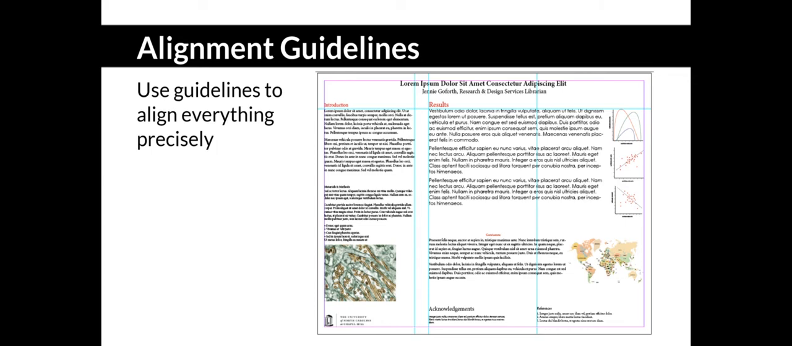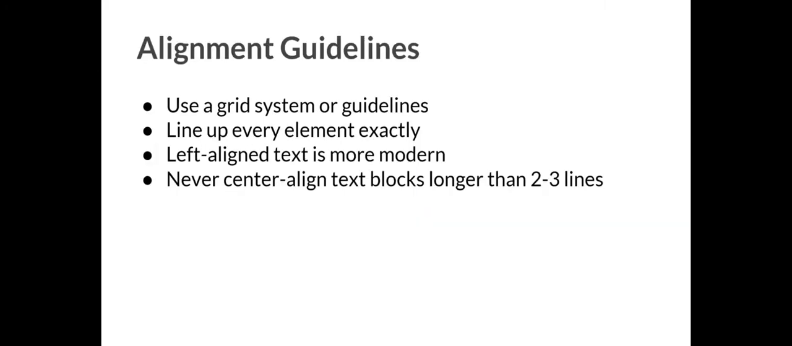You want to use guidelines to align everything precisely. So you can see here in the example that the introduction is to the left, the results are in the middle. It makes the results area the most important part to look at. They use a grid system or a guideline. They're lining up every element exactly. If you do left-aligned text, it does appear to be more modern. You never want to center-align text blocks longer than 2 to 3 lines because it makes it difficult to understand where you begin.